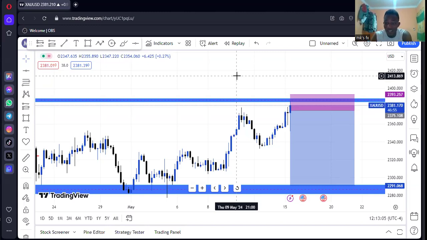As you can see, I also have a gold setup, and I'm going to be showing you how I have this sell on gold, why I'm expecting it to sell. That is exposing my gold strategy again to you.